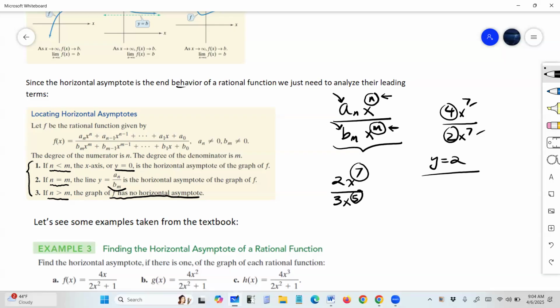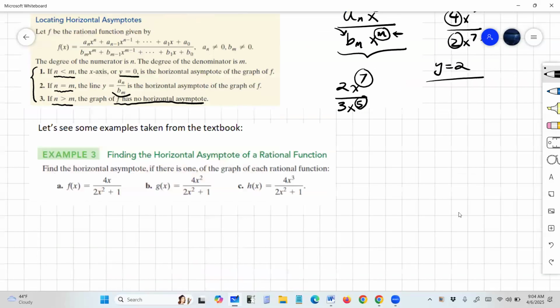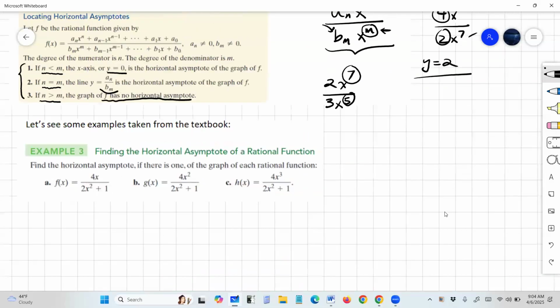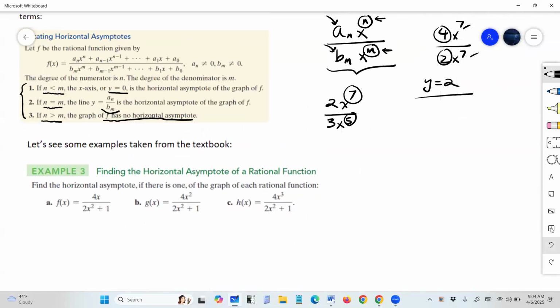All right, so let's take a look at three examples. They're extremely easy, depicting these three scenarios. I'm going to leave it here so that you can see. Right, so example 3, again, taken from the book. You can look at the results later.